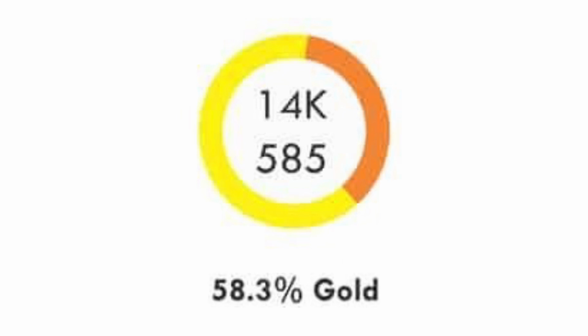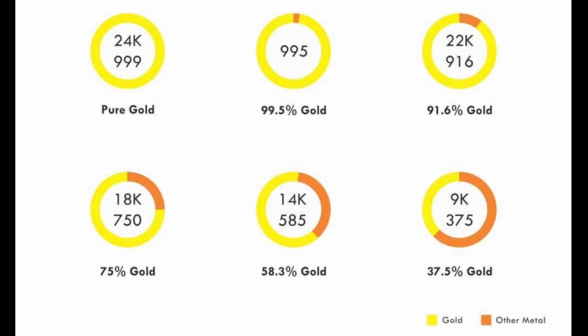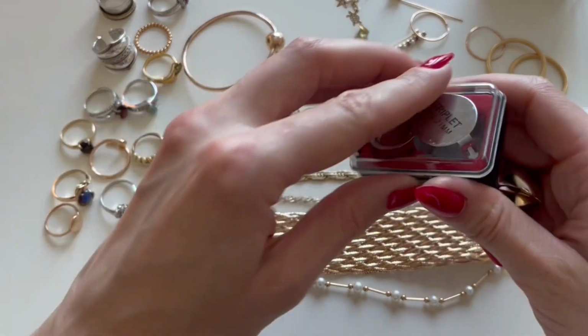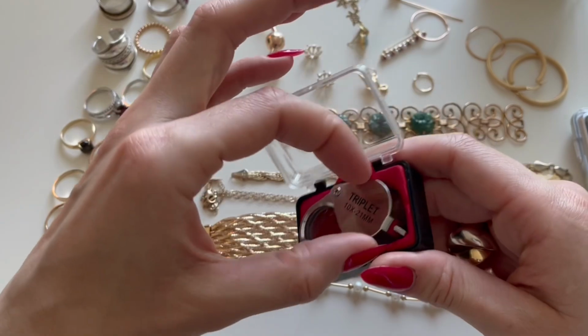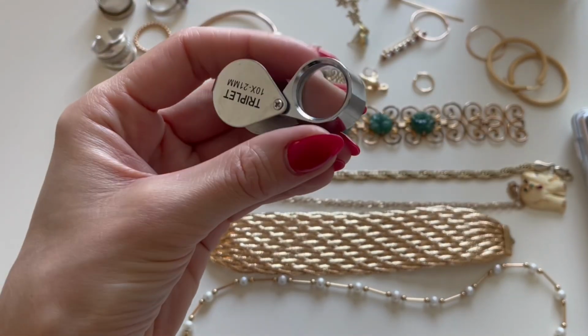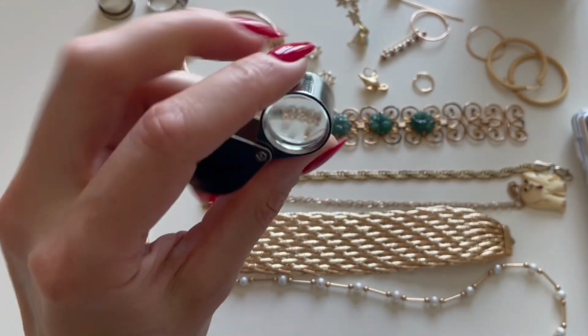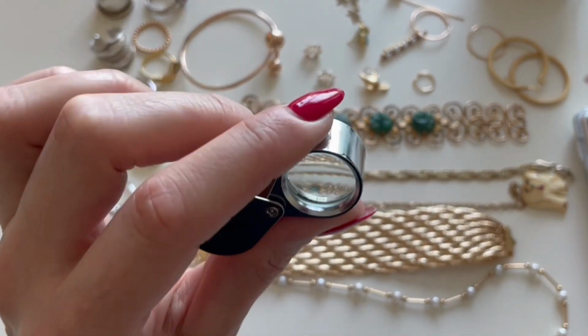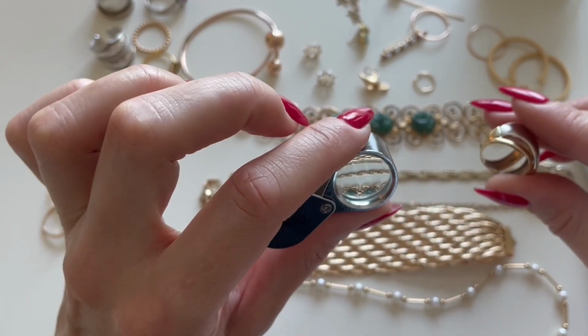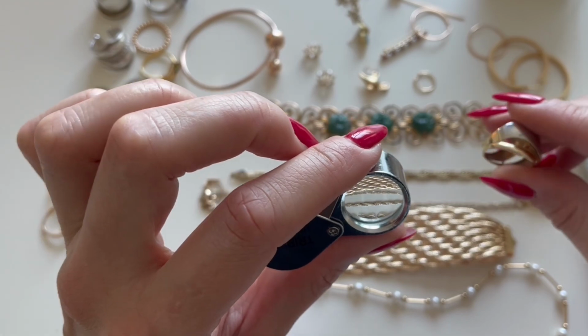14 karat gold contains 14 parts gold and 10 parts other metal. 9 karat gold is the lowest acceptable value for gold and it contains 37.5% gold. Now we will check. For finding out what carats you have on your jewelry, you will most likely need a loupe because the letters and abbreviations are quite small on the jewelry.